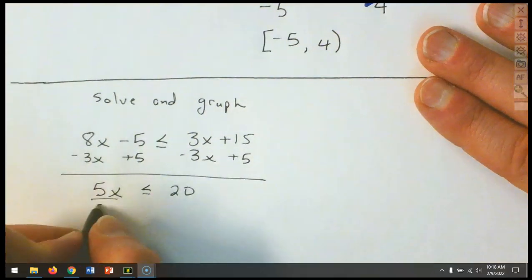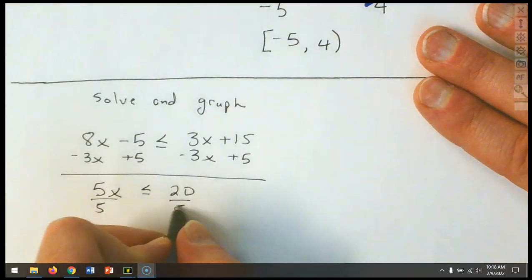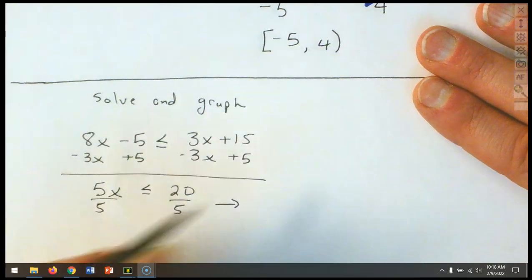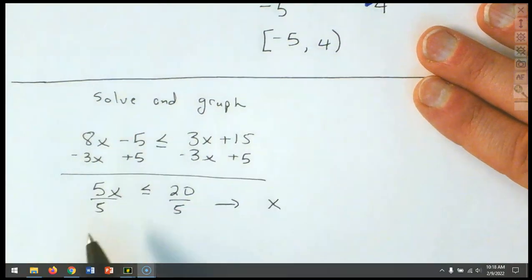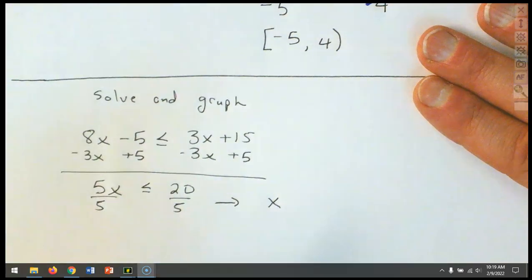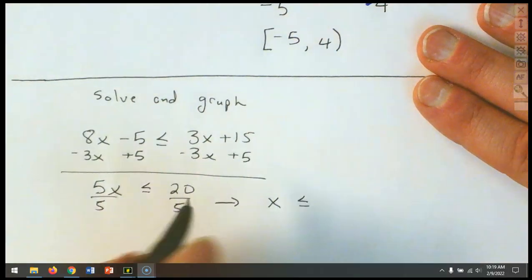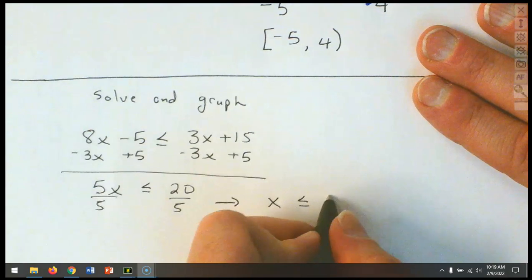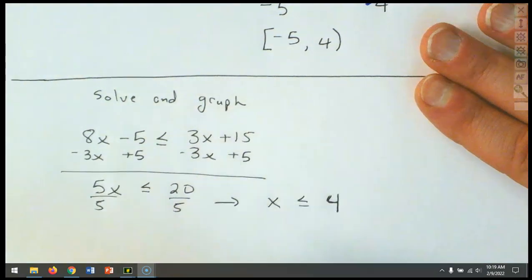Divide by our 5. Do we flip the inequality symbol? Yes or no? No. Why not? We divided by what? +5. When do we switch the symbol? When we divide by a negative. So it stays the same. Nothing changes. And 20 divided by 5 is a 4.